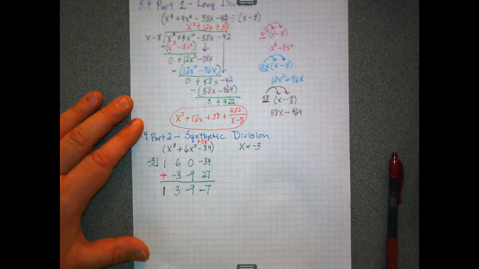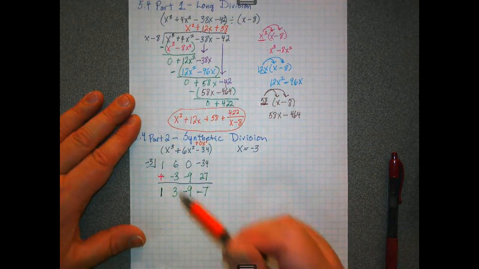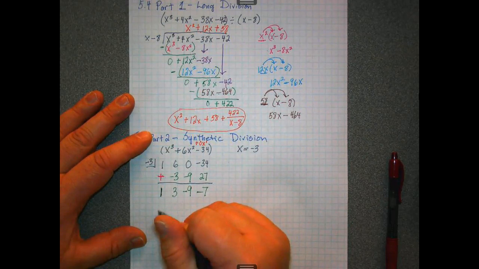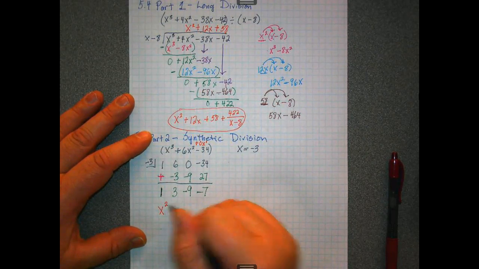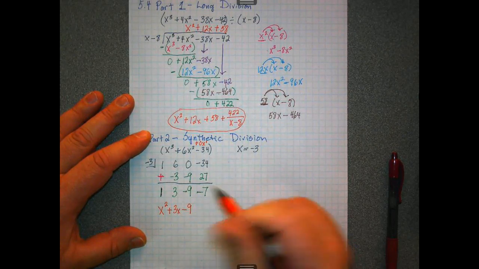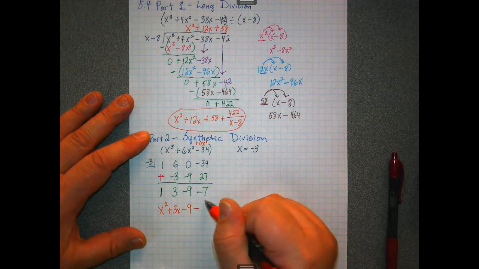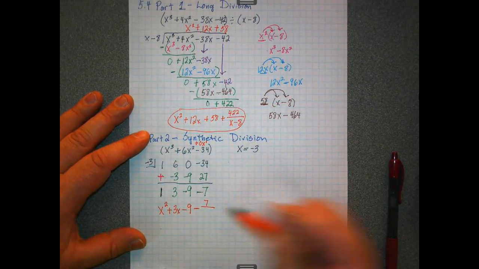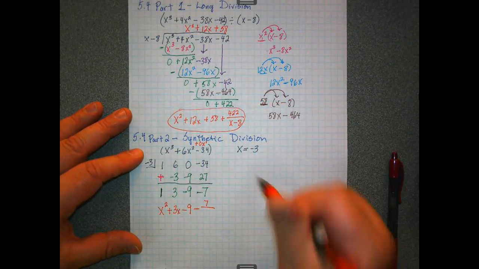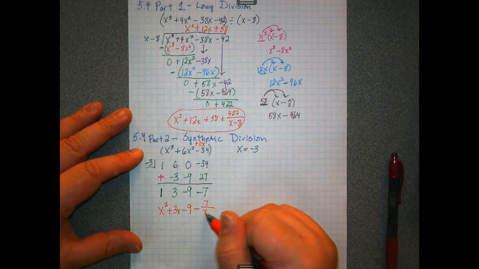So my answer is, well, I divided out one of the x's, so I'm at 1x squared now, plus 3x minus 9. And this time my remainder is negative 7. Now be careful, the divisor isn't negative 3. It's going to be x plus 3.